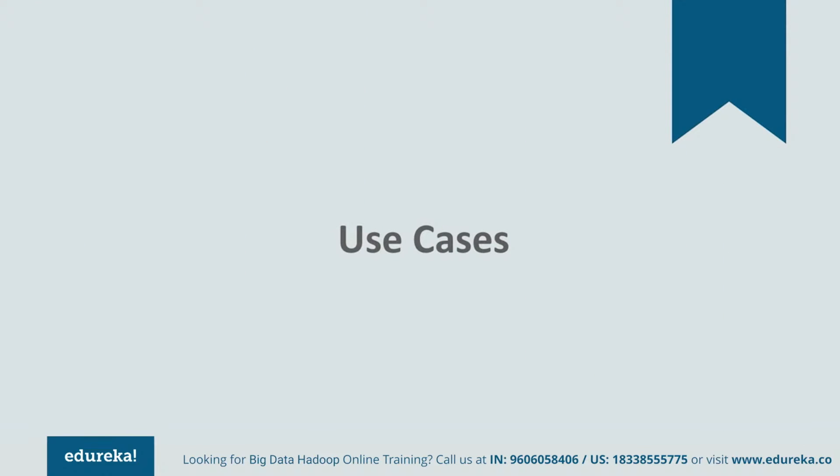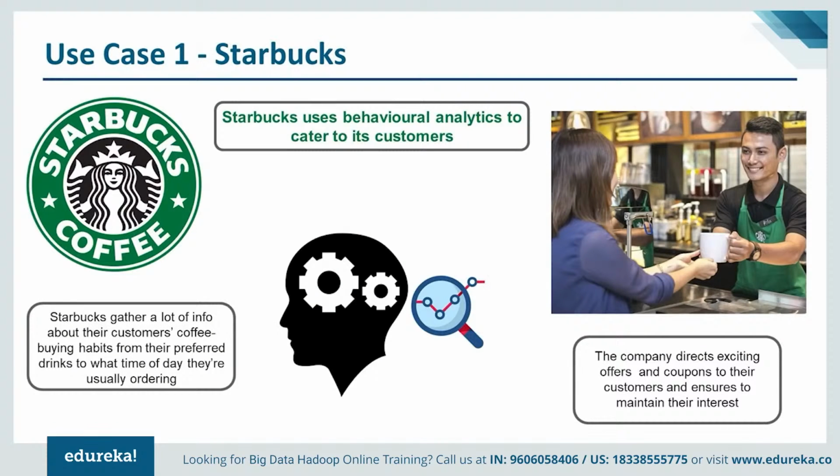So I've taken two such use cases here. So the first use case is of Starbucks. So the leading coffee house chain makes use of behavioral analytics by collecting the data on its customers' purchasing habits in order to send personalized ads and coupon offers to the customers' mobile phones. So the company also identifies trends indicating whether the customers are losing interest in their product, and then they direct offers specifically to those customers in order to regenerate their interest.